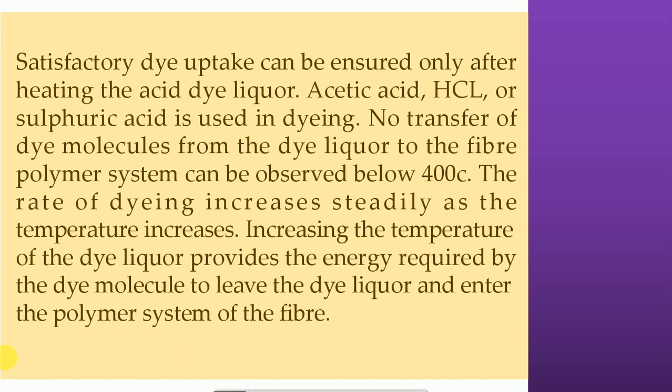Satisfactory dye uptake can be ensured only after heating the acid dye liquor. Acetic acid, HCl, or sulfuric acid is used in dyeing. No transfer of dye molecules from the dye liquor to the fiber polymer system can be observed below 40°C. The rate of dyeing increases steadily as the temperature increases. Increasing the temperature of the dye liquor provides the energy required by the dye molecule to leave the dye liquor and enter the polymer system of the fiber.